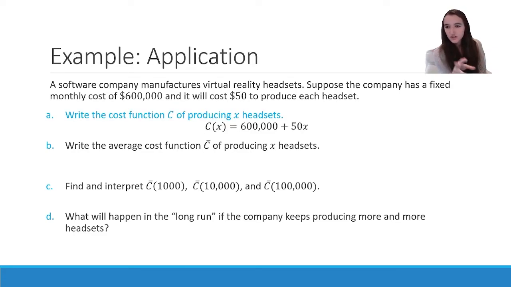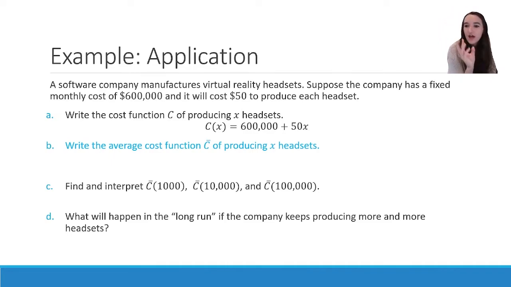Right? So that one is a nice linear function, something we've worked with before. What we haven't worked with yet is, how do I find the average cost function? Average cost is often denoted as C with a bar over top of it. So remember that an average means we divide by the number of things that we're adding up, right? Well, the number of things we're adding up is the number of headsets, which is, in fact, X in this case. So we will just simply divide by X number of headsets.